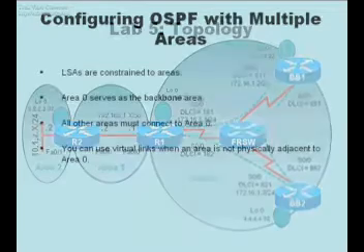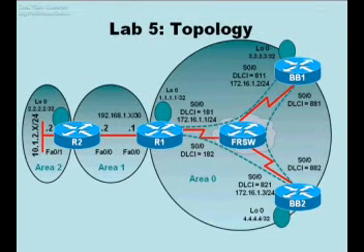But for now, let's check out the topology we're going to be working with. A few things have changed in our topology since last time. For example, in lab number 4, all interfaces for all routers belonged to area 0. We only had a single area.